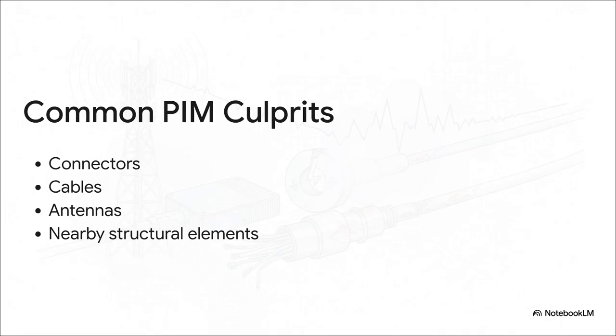So you're probably asking, okay, where is this nonlinearity hiding? Well, it's in all the stuff you handle every day. We're talking loose or corroded connectors, cables that have been damaged, aging antennas. It can even be something as simple as a rusty bolt on the tower or a piece of metal flashing near an antenna. Those things can become little PIM factories.